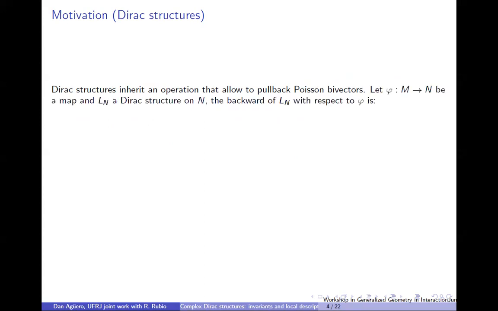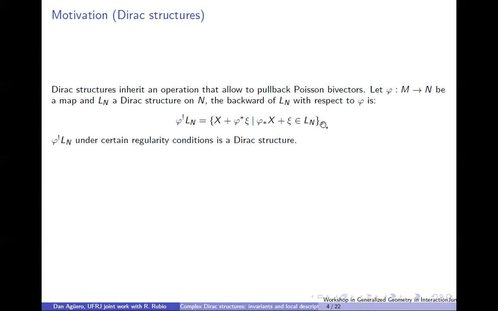A Dirac structure allows us to make a backward operation. So this is the following. We have a map phi from M to N, and we have a Dirac structure L_N on N. We can define a backward operation: we can pull back the Dirac structure in the following way. That is, under certain regularity conditions, this is again a Dirac structure.